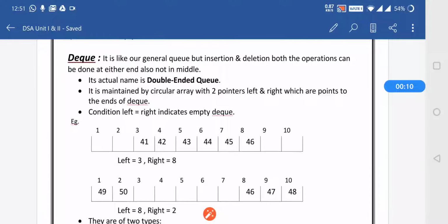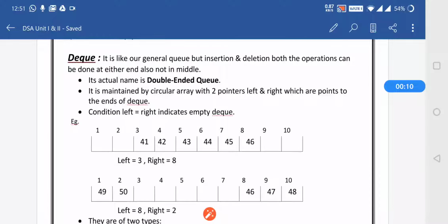It is maintained by the circular array with two pointers, left and right, which are pointing to the ends of the queue. So it is like the circular array. Mainly two pointers are used in the double-ended queue, left and right, which are indicating the ends of the DQ. Now if the left and right are pointing to the ends, then if left is equal to right, it is the empty DQ, and that's why both are having the same location.